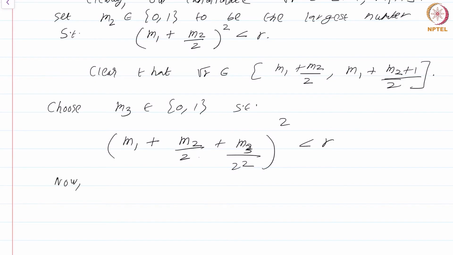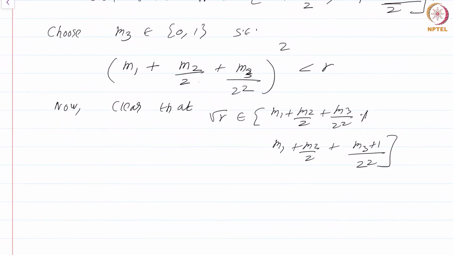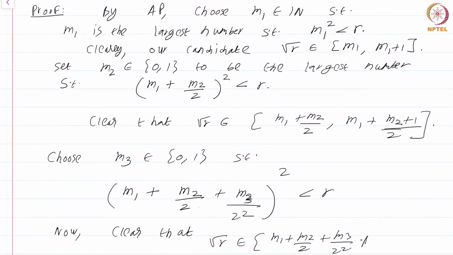Now, it is clear that the square root of r has to be in this interval: m1 + m2/2 + m3/2², comma, m1 + m2/2 + (m3 + 1)/2². It's clear that if at all the square root of r is a real number, it has to lie in this interval.